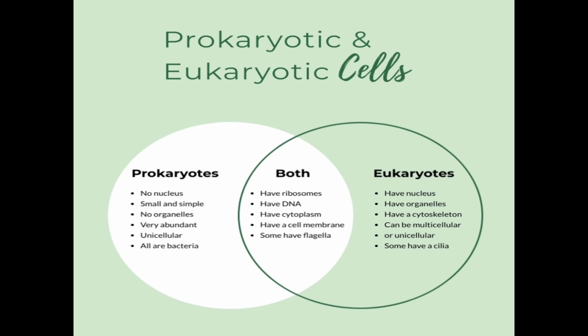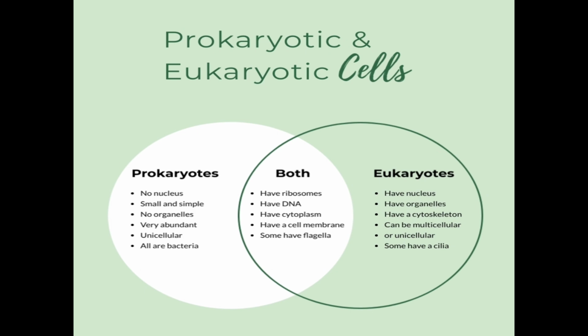Now, these are the main differences between prokaryotic and eukaryotic cells. On the right hand, eukaryotes have a nucleus, have organelles, have cytoplasm, and can be multicellular or unicellular. But on the other side, prokaryotes have no nucleus, are small and simple, have no organelles, and are very abundant. They are unicellular and all are bacteria.